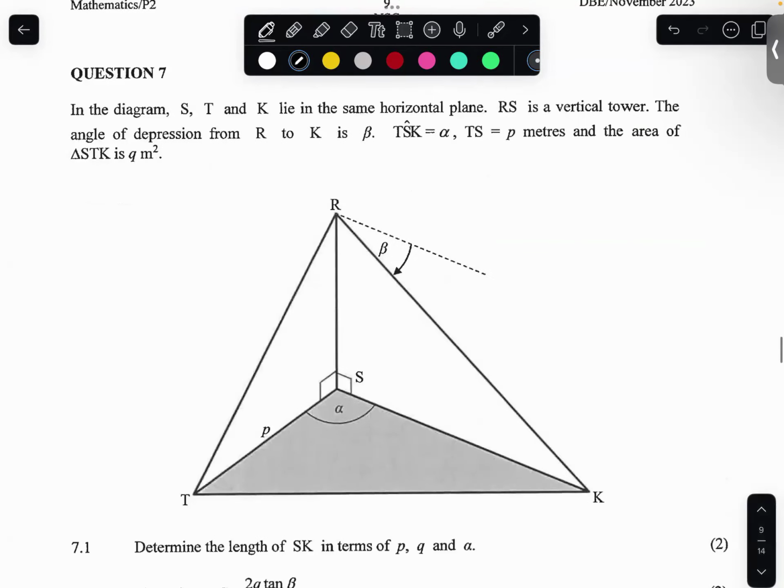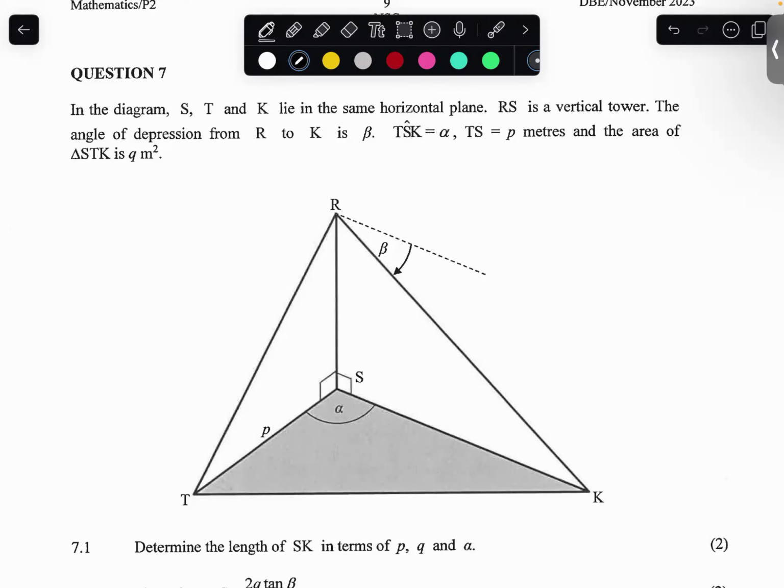Okay. Question 7. In the diagram, S, T, and K lie in the same horizontal plane. RS is a vertical tower. The angle of depression from R to K is beta. TSK is alpha. TS is P meters. And the area of triangle STK is Q meters squared. Determine the length of SK in terms of P, Q, and alpha.